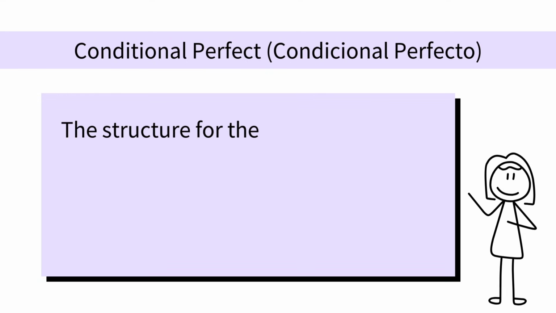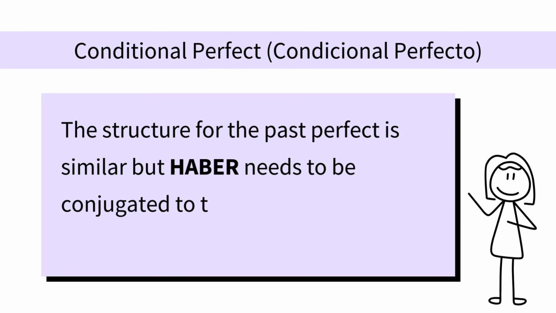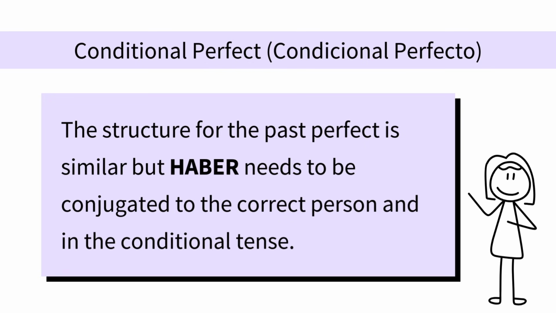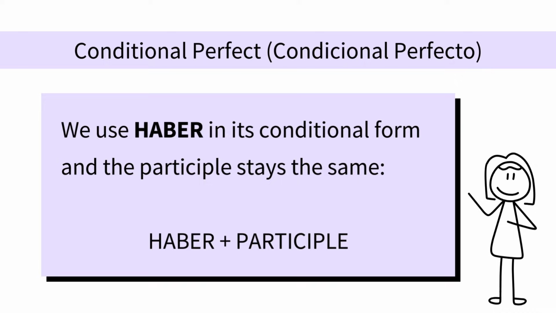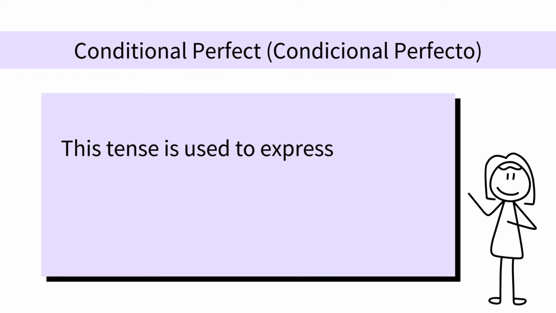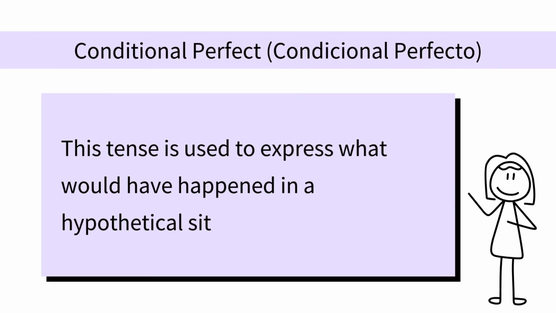All right, so let's move on to the conditional perfect, condicional perfecto. The verb conjugation for haber here is habría, habrías, habría, habríamos, habríais, habrían. And then we'll add the participle. This tense is used to express what would have happened in a hypothetical situation.